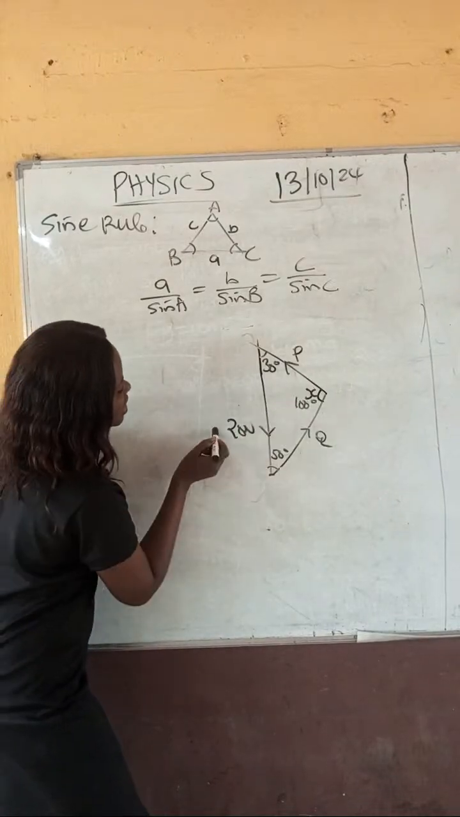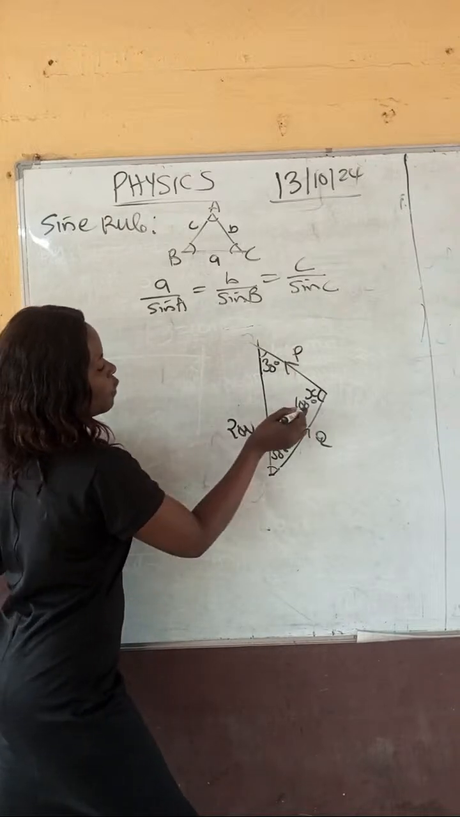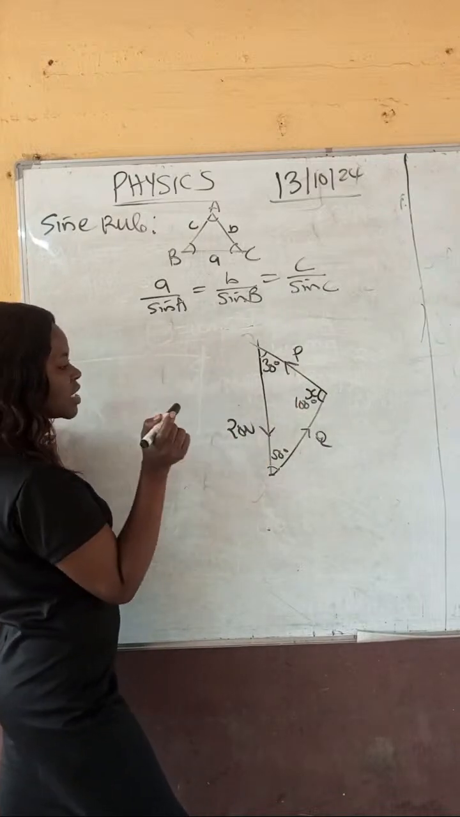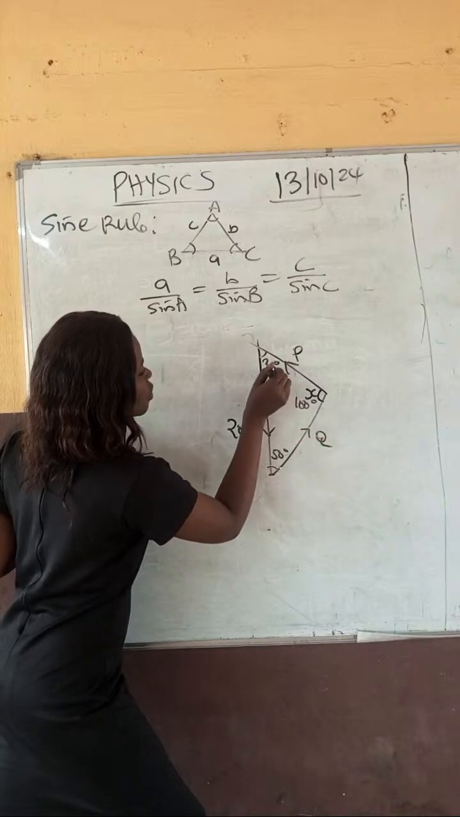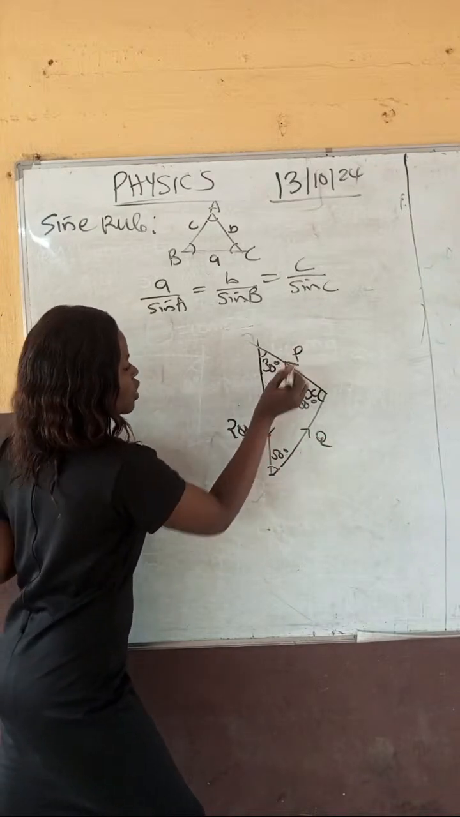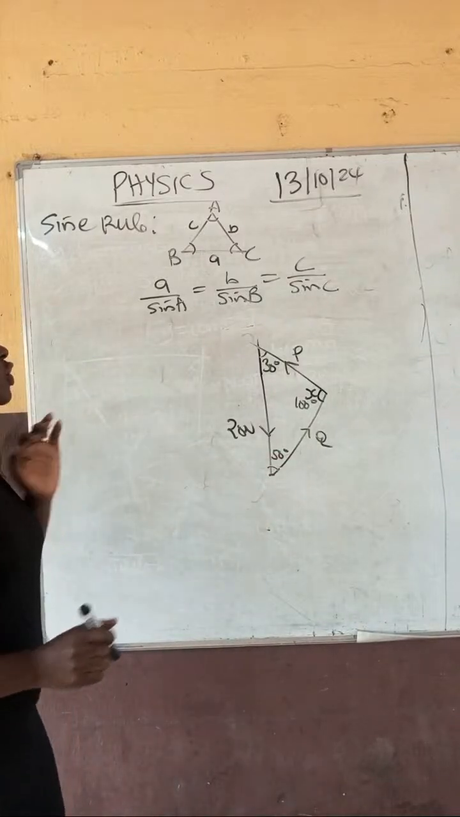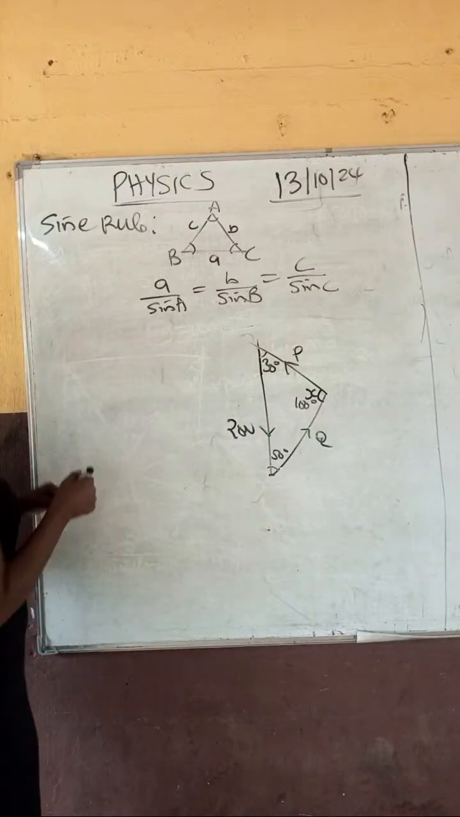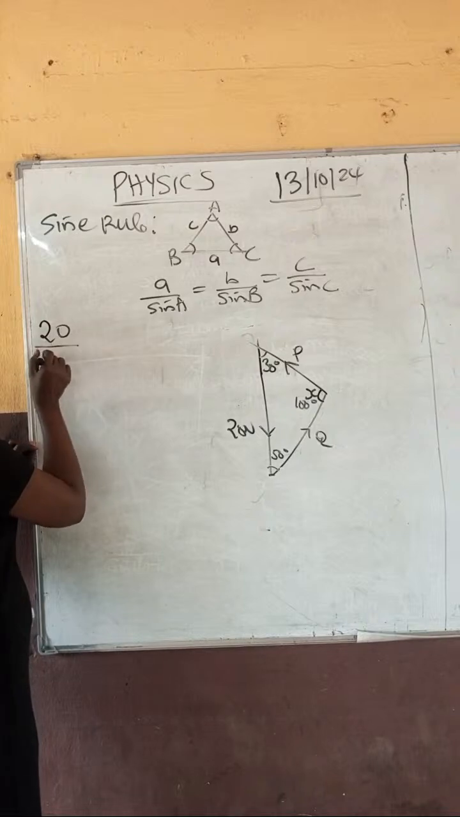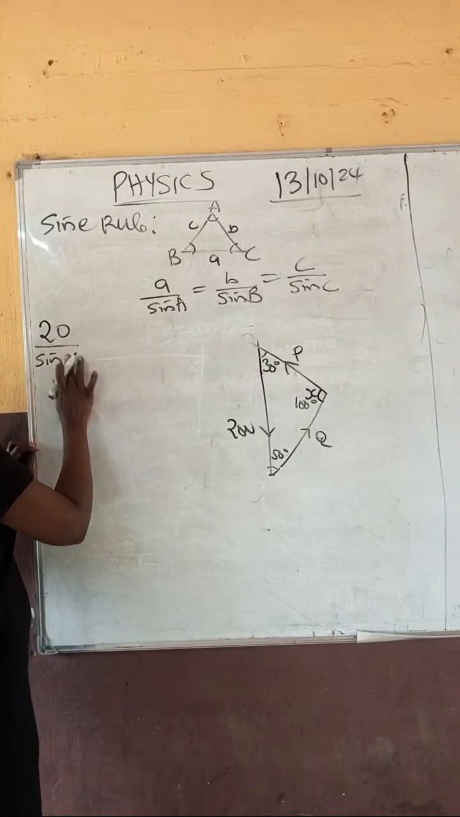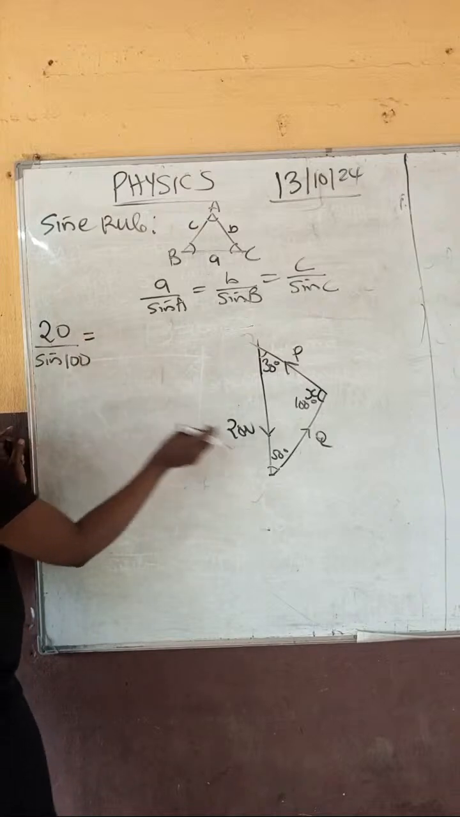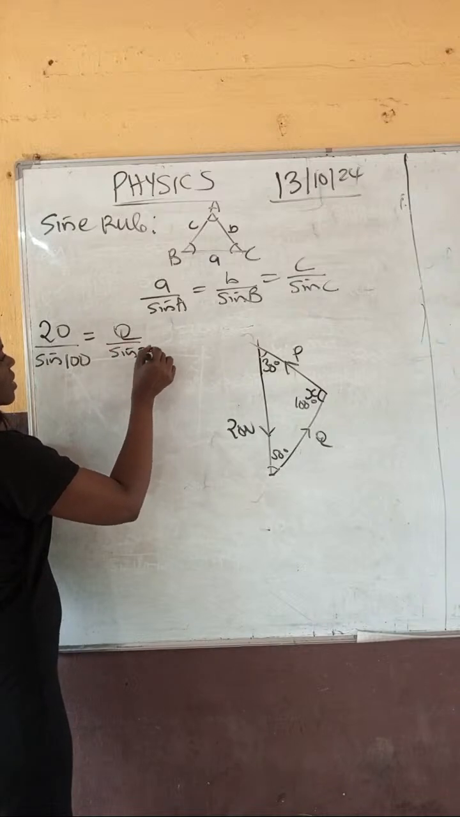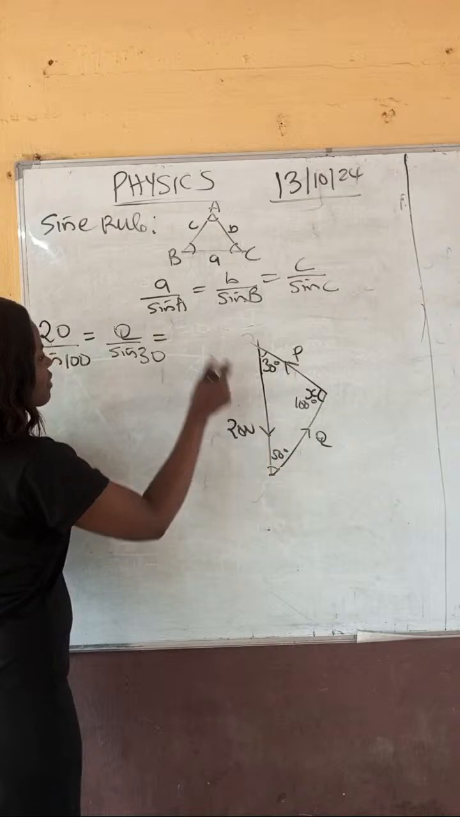Now, the side facing this one outside is 20, opposite the angle of 100. So that is 20 over sine 100 is equal to Q over sine what? 30, is equal to P over sine what? 50. A similar way is what I'm going to apply to solve what I'm looking for. So I'll go 20 over sine 100 is equal to Q over sine 30, is equal to P over sine 50.